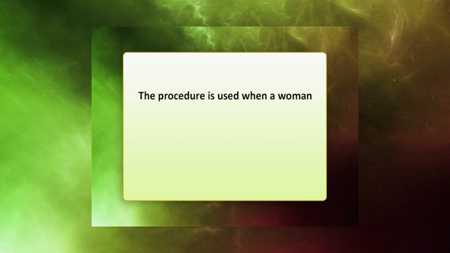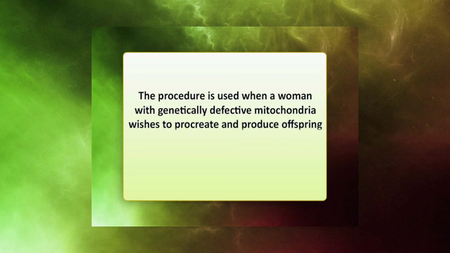The procedure is used when a woman with genetically defective mitochondria wishes to procreate and produce offspring with healthy mitochondria. The first known child to be born as a result of spindle transfer (TPIVF) was a boy born to a Jordanian couple in Mexico on April 6, 2016.